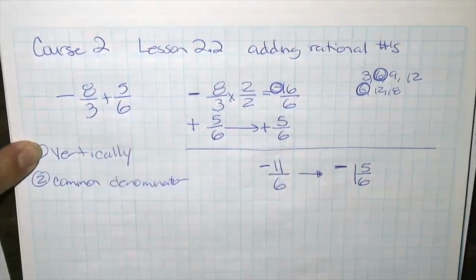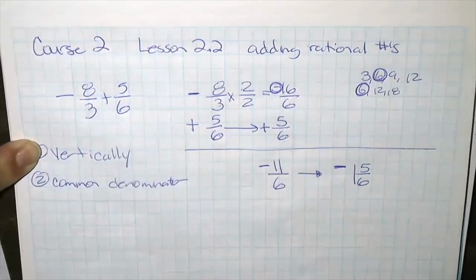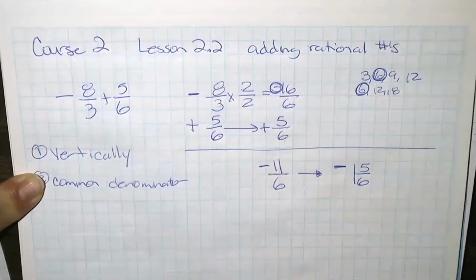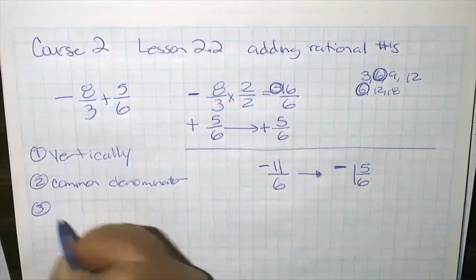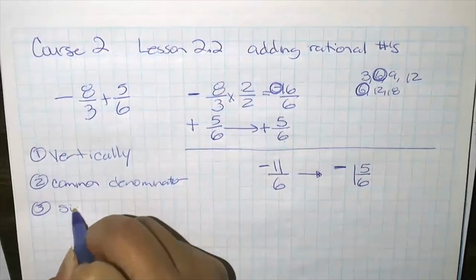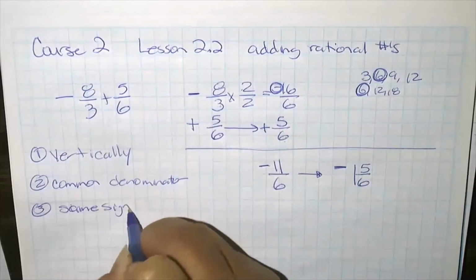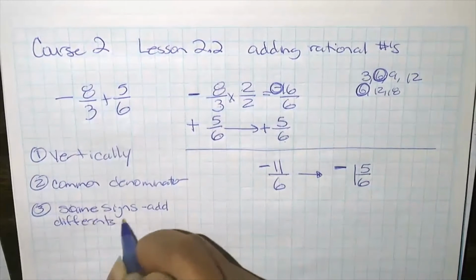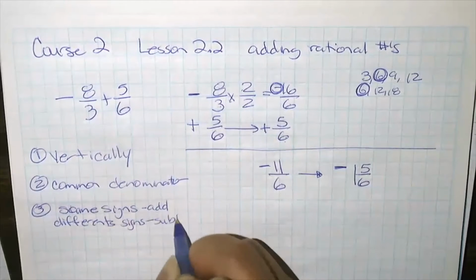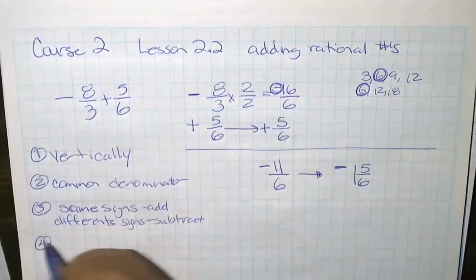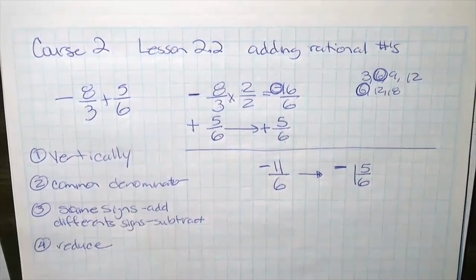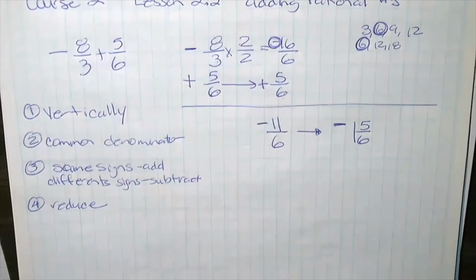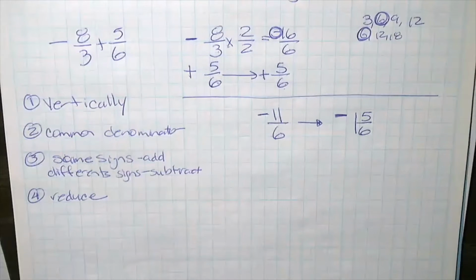So the first thing we want to do is line our fractions up vertically. We need to find a common denominator. Then we're going to pay attention to the signs. Same signs, add, different signs, subtract. And then we reduce. Okay, let's do another one.